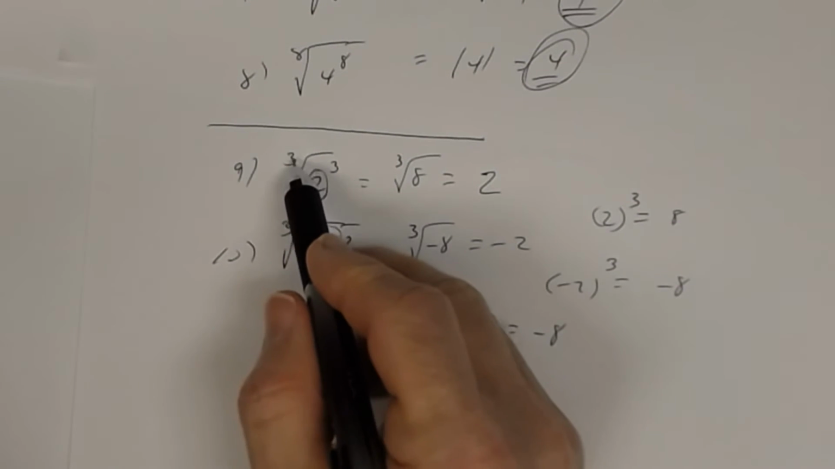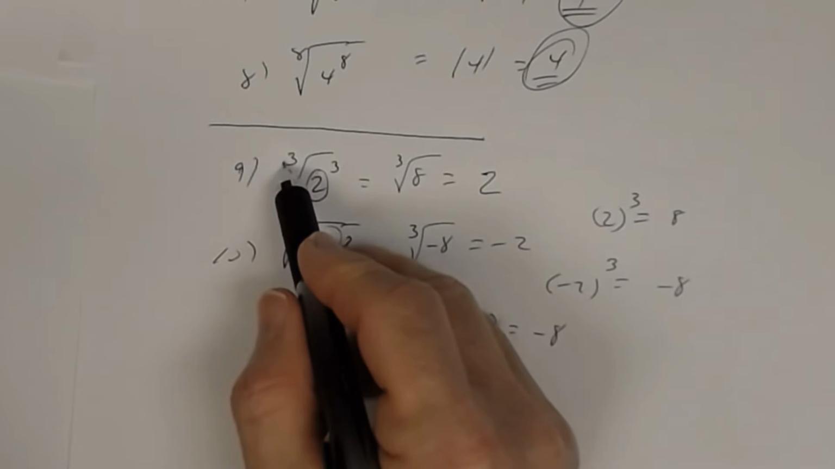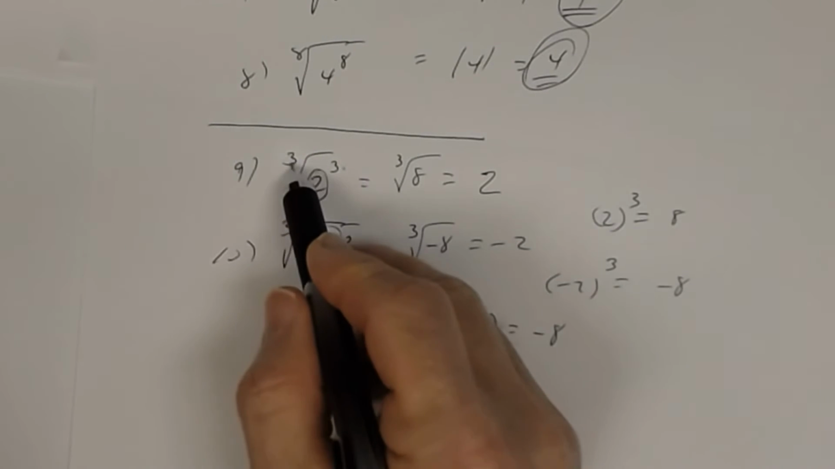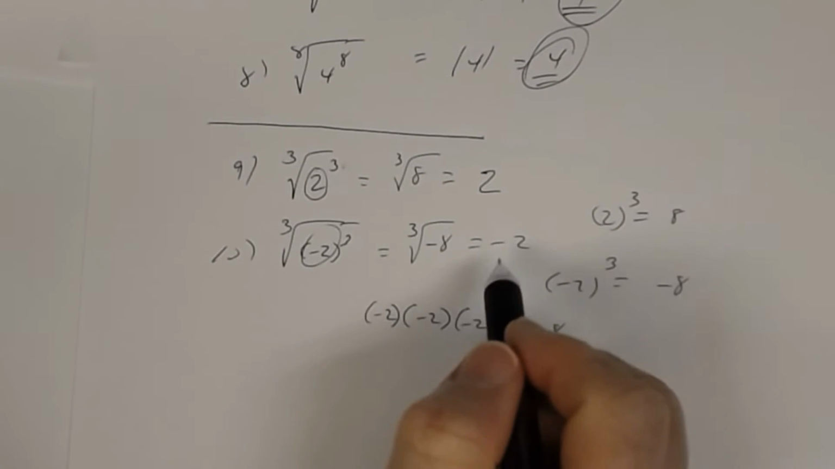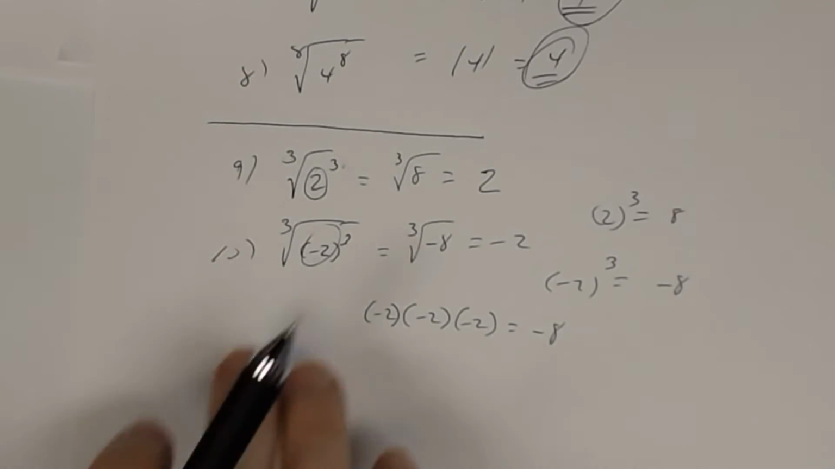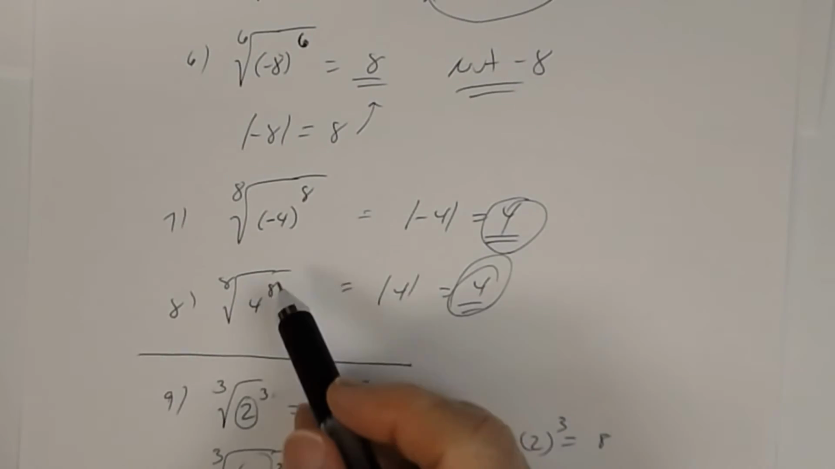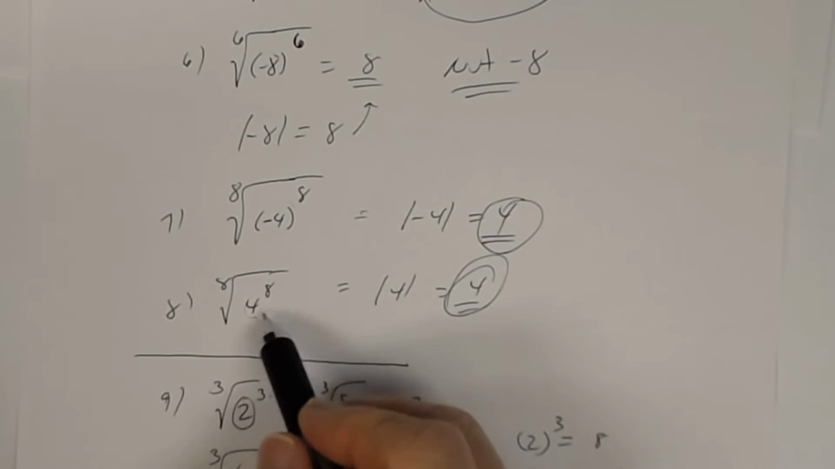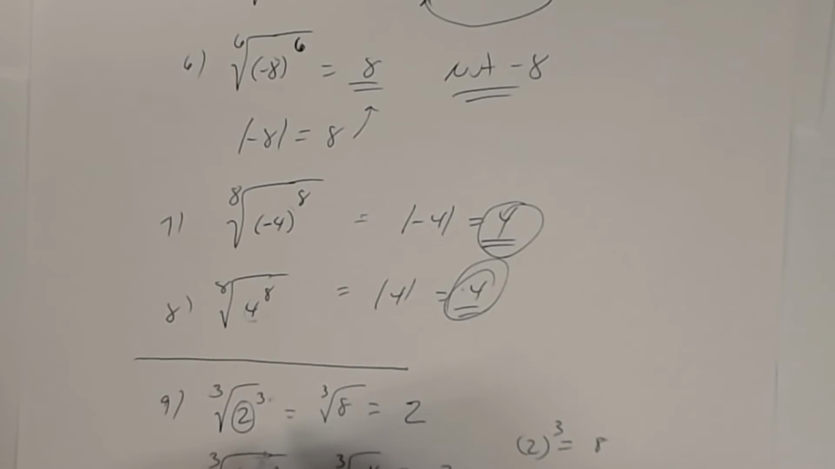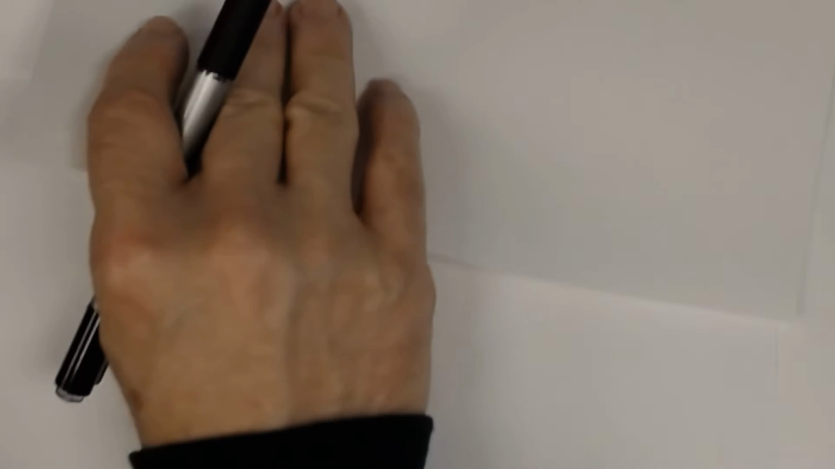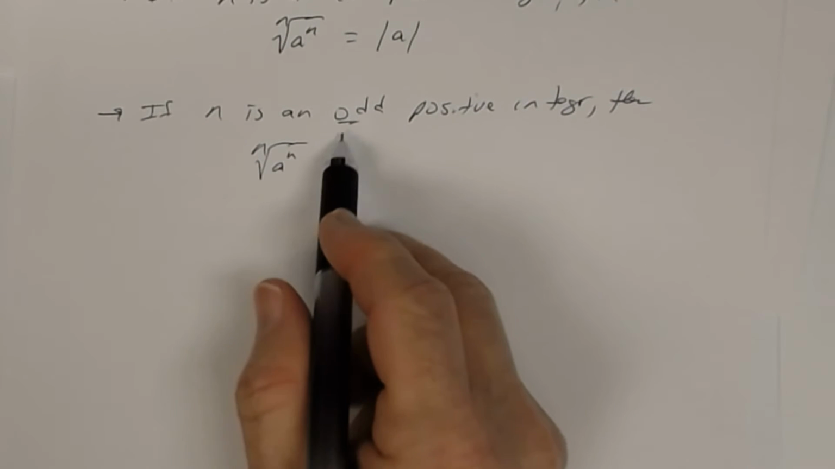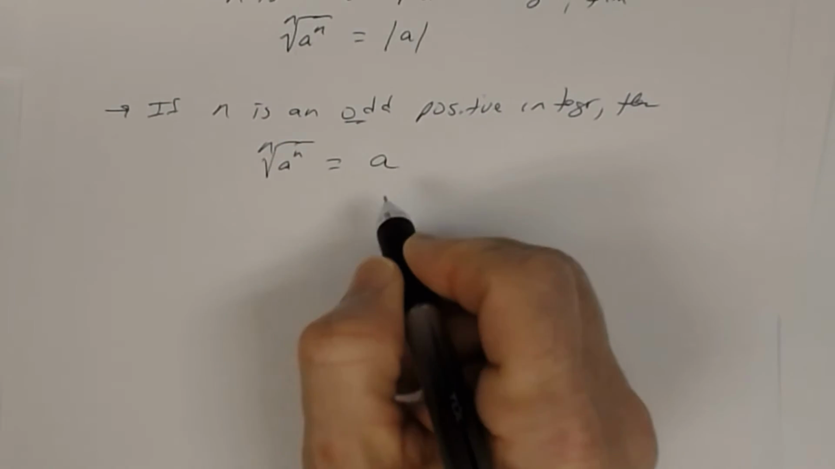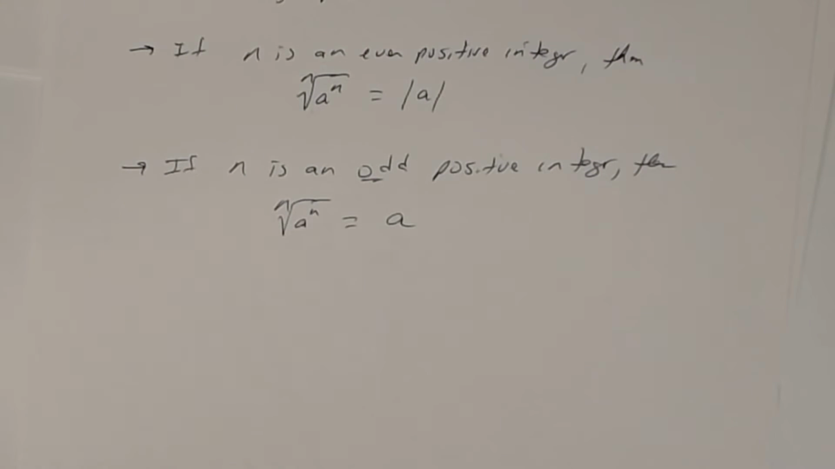So when n is odd, it's just your base. If the index and the exponent are the same and they're odd, then it's just your base. If it's even, you have to take the absolute value. So the absolute value of negative 4 is 4. The absolute value of 4 is 4. Okay? So you have to be careful. All right, now let's write this down right here. So if n is odd, then the answer is just a, whatever a is.